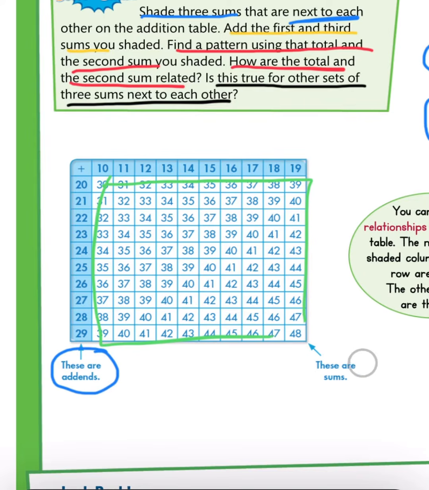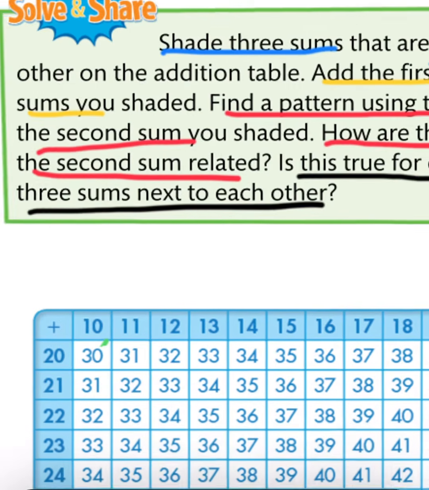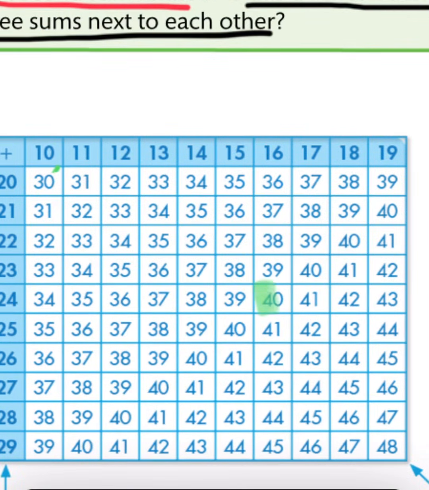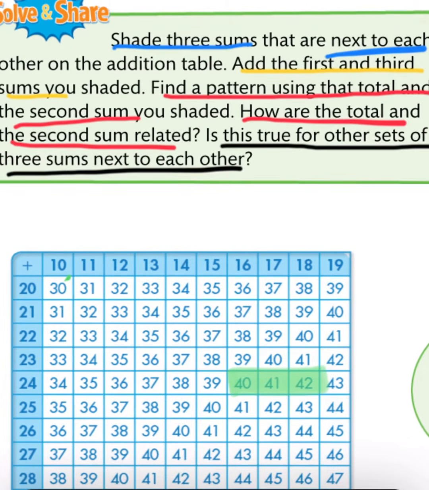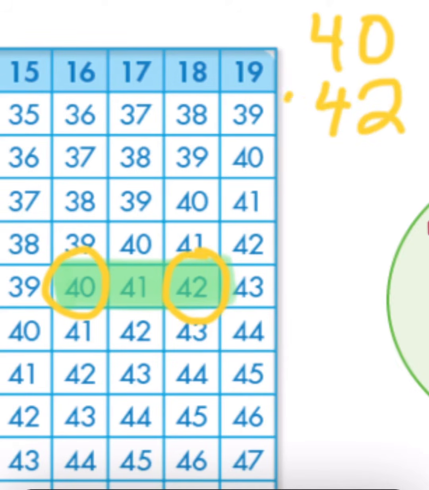All right, so let's go through this step by step here and see what we can find out with looking for patterns. The first thing it told us to do was shade three numbers that are next to each other on the table, and I'm going to choose these three right here, 40, 41, and 42. Second step, in yellow, add the first and third sums. So we're going to add 40, that's the first sum, and the third sum, 42. All right, 40 plus 42. We add our ones column first, that's 0 plus 2. 0 plus 2 is 2. And then we add our tens column, 4 tens plus 4 tens is 8 tens. So 40 plus 42 is 82.